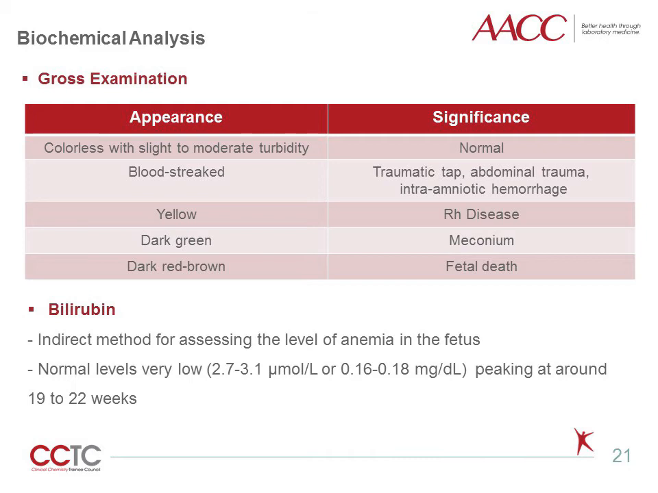Blood-streaked amniotic fluid indicates traumatic tap, abdominal trauma, and intraamniotic hemorrhage, while yellow fluid indicates Rh disease. A dark green appearance indicates meconium, and a dark red-brown fetal death. The amniotic fluid bilirubin is an indirect method for assessing the level of anemia in the fetus. Normal concentrations are very low, peaking at around 19 to 22 weeks.